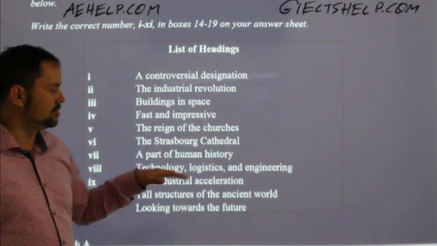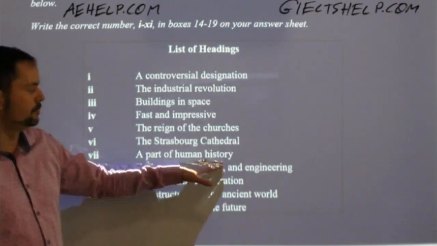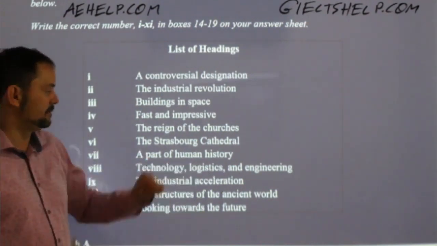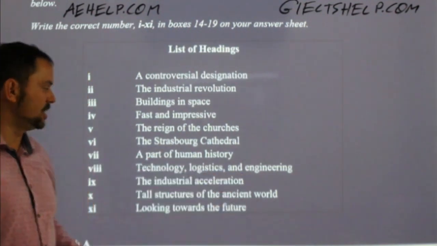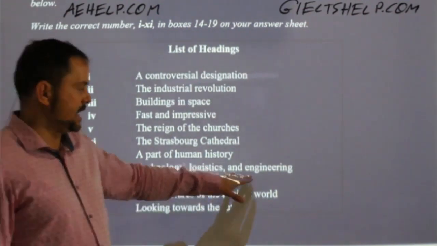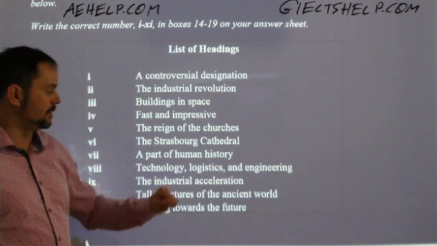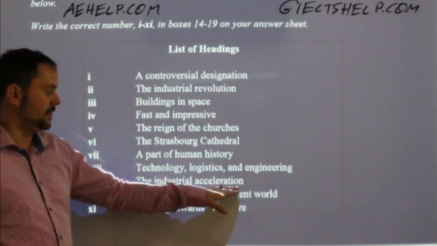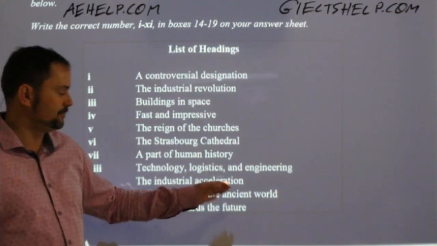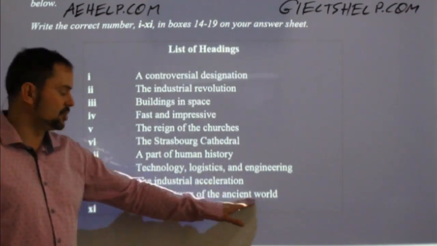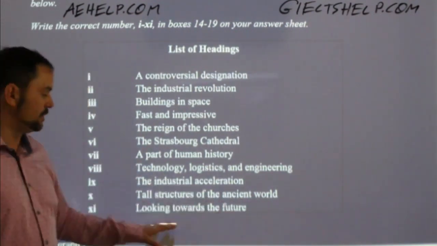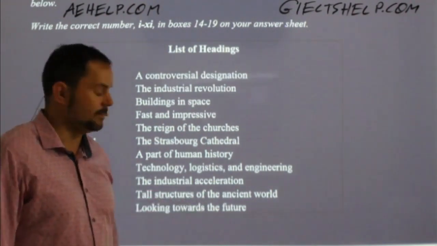The Strasbourg Cathedral, so it's a specific church. A part of human history. People's past, a part of people's past. Technology, logistics, and engineering. Okay. Gadgets, statistics, and architecture. The industrial acceleration. So accelerate means to speed up. Industrial means using machines, so speeding up using machines. Tall structures of the ancient world, so tall buildings a long, long, long time ago, thousands of years ago. Looking towards the future, so thinking of the time coming ahead.